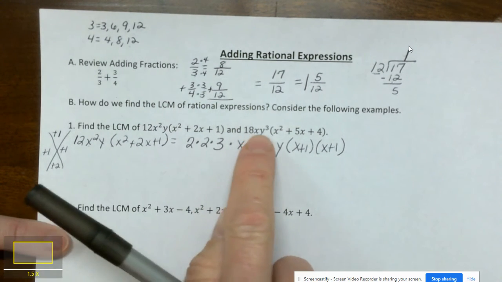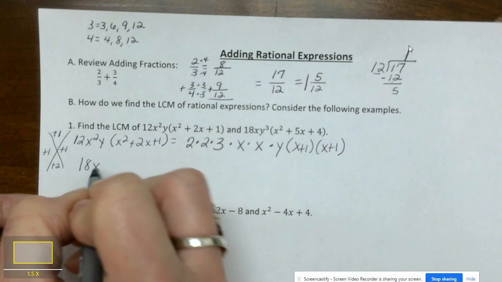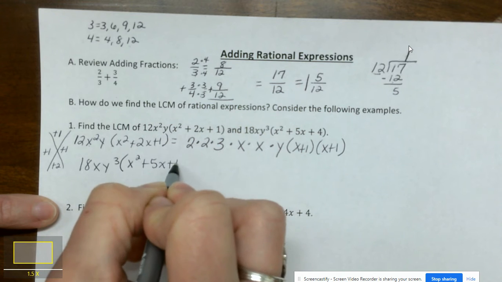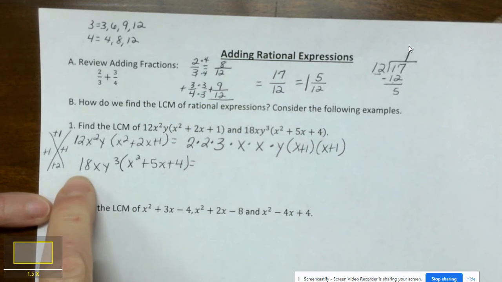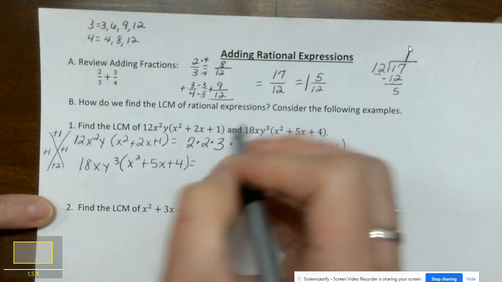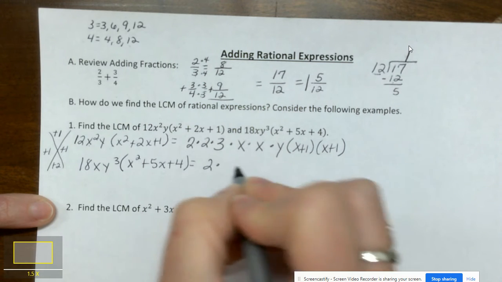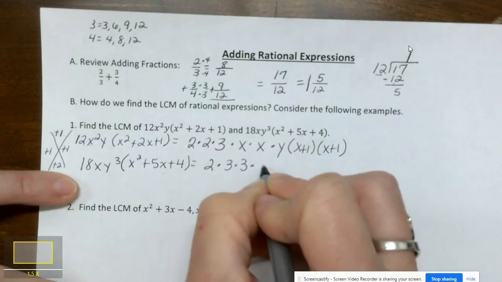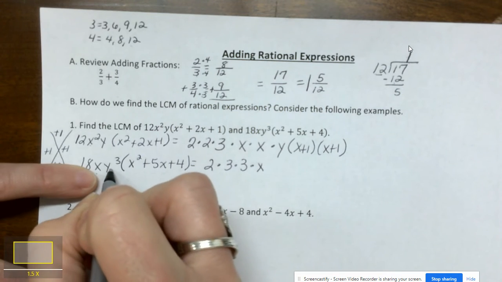Okay, now let's do the prime factorization of 18xy cubed over x squared plus 5x plus 4. All right, 18 is 9 times 2. So we're going to do that 2, but then 9 can be rewritten as 3 times 3. And then I've got the x, and then there's 3 y's.